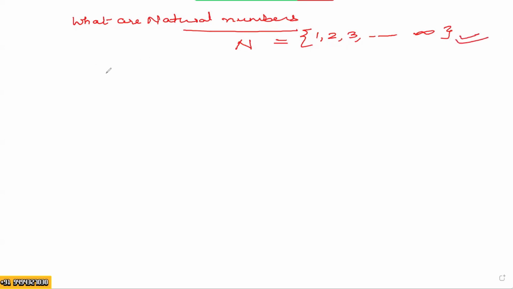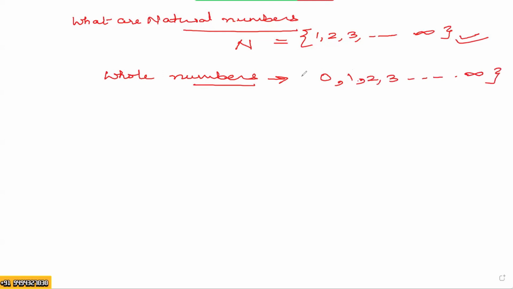Very good. Now next, what are whole numbers? Vedika, tell me. When we include 0 with natural numbers, so 0, 1, 2, 3 up to infinity, then it will be a whole number. And by which alphabet will we represent whole numbers? Capital W. Good, beta. So 0, 1, 2, 3 up to infinity. Clear?